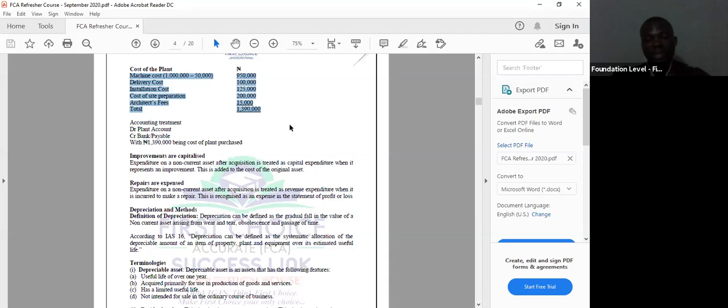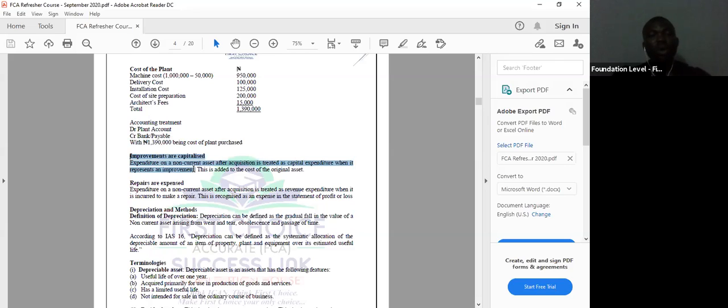And that means that we are going to debit plant. The reason why we are debiting plant is because plant is an asset, and an asset is increasing. So we debit plant account. Then we credit bank if we are paying. But if we have not paid, we credit payable. But once we have paid, we credit bank, because bank is giving. Okay? And that's with what amount? We credit them with 1,390,000.